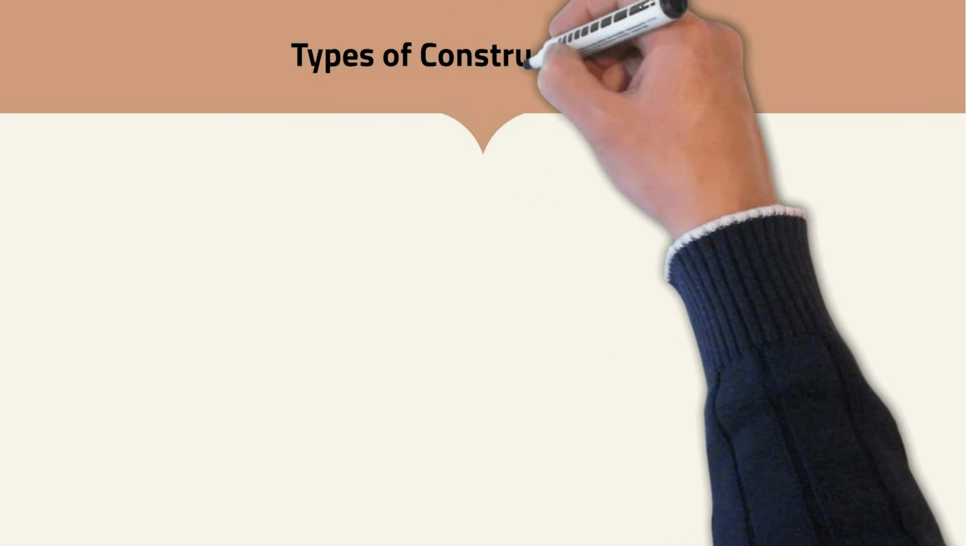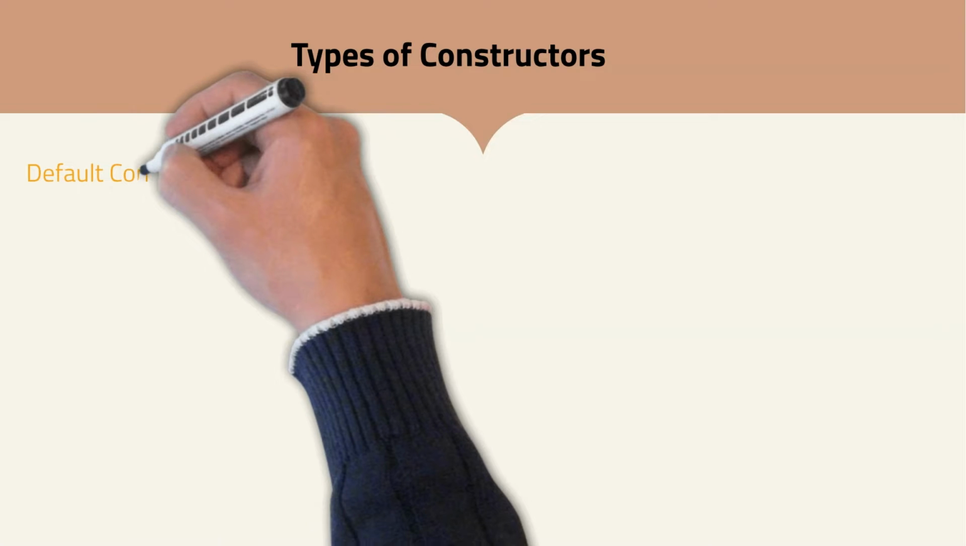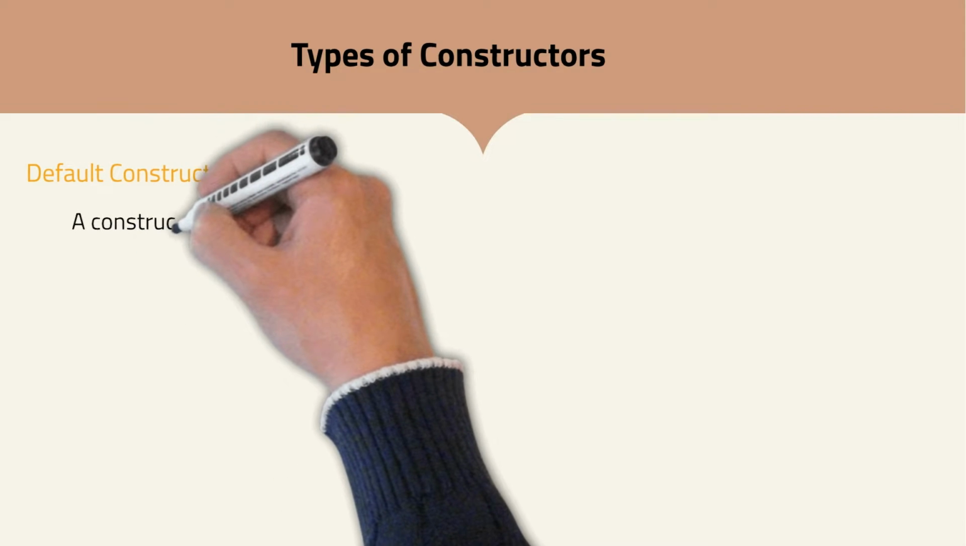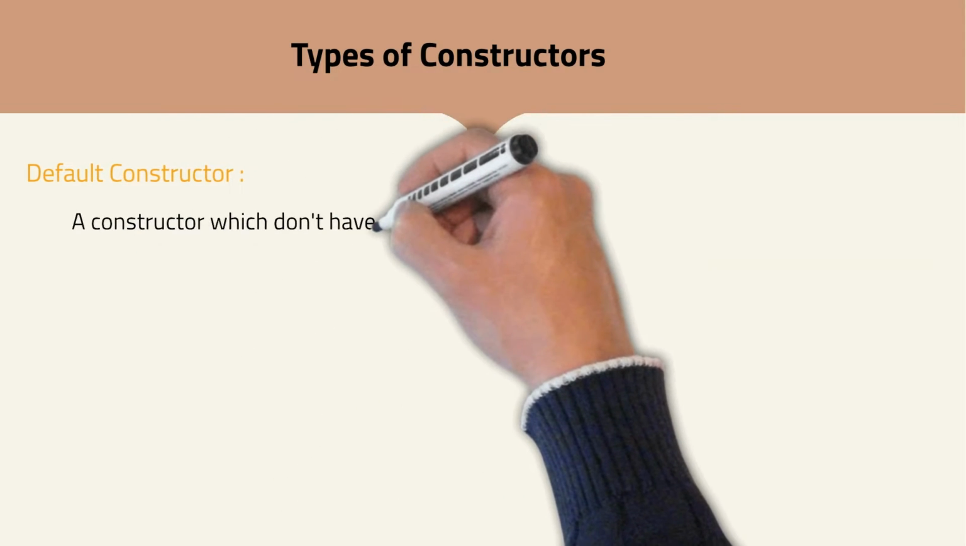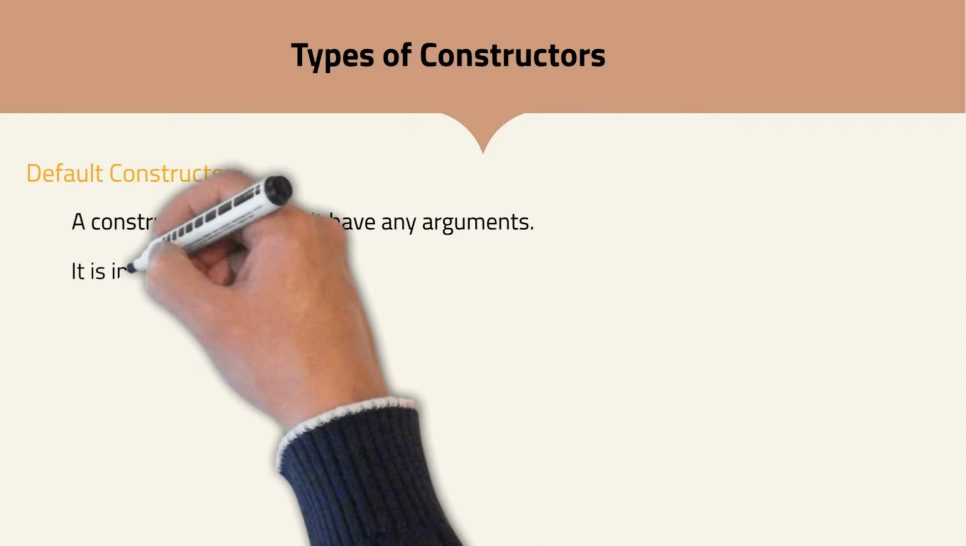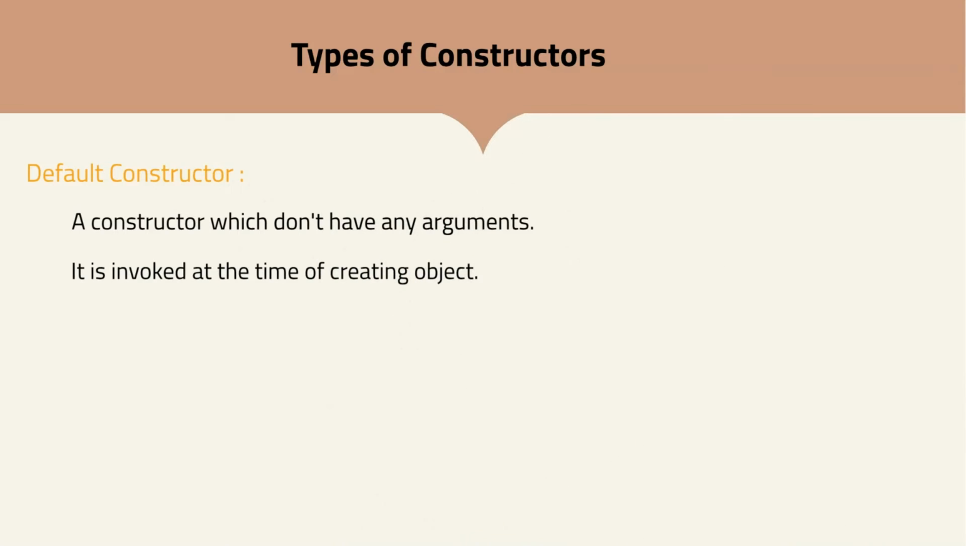Types of constructor. Constructors are mainly classified into 2 types. First is the default constructor. A default constructor doesn't have any arguments or parameters. It is invoked at the time of creating the object of the class. If the default constructor is not specified, then the program creates the default constructor without any statements inside it.